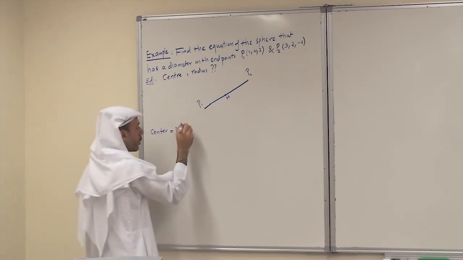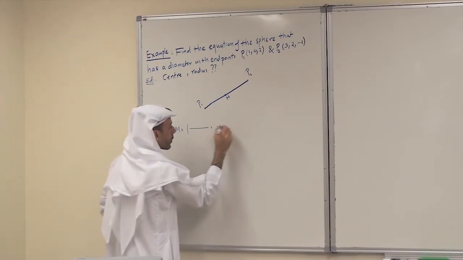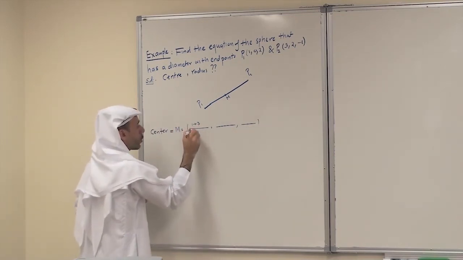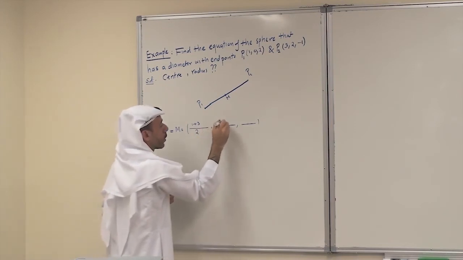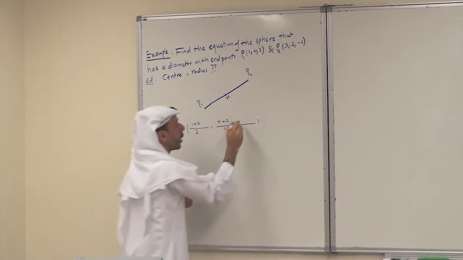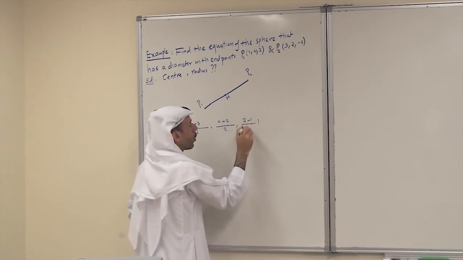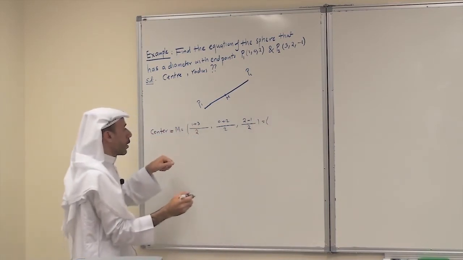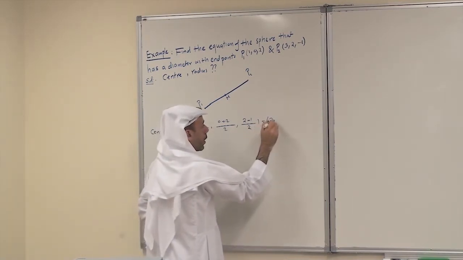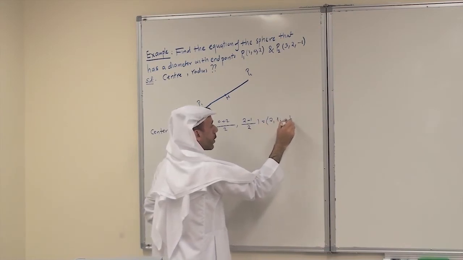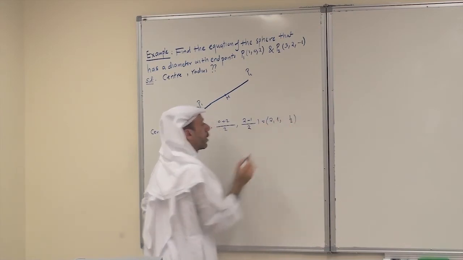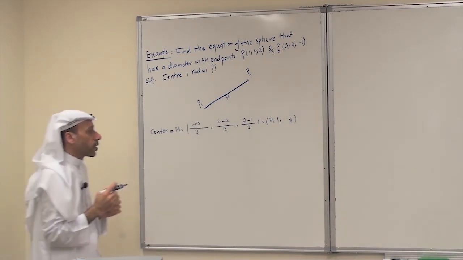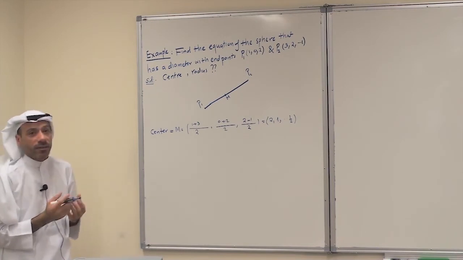So the formula for the midpoint is just to take the average of the coordinates. So this is (1 plus 3) over 2, (0 plus 2) over 2, and (2 minus 1) over 2. And this equals the following: 2, 1, and one half. This is the center for the sphere. What about the radius?